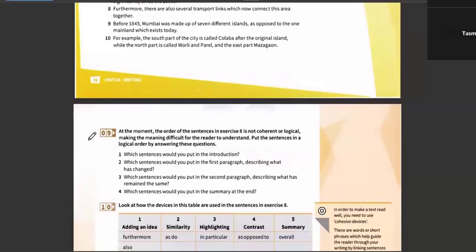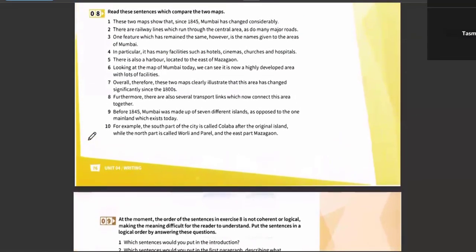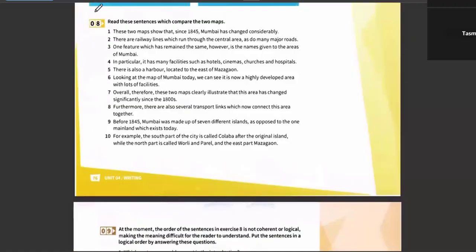So for number 2, which sentences would you put in the first paragraph describing what changed? And in number 3, what sentences would you put in the second paragraph describing what has remained the same? So they are also giving you the clue along with the question, that what you should mention in the first paragraph and what you should mention in the second paragraph in questions number 2 and 3. And lastly, in number 4, which sentences would you put in the summary at the end? So find these out. If you need time, take some time, find these out.